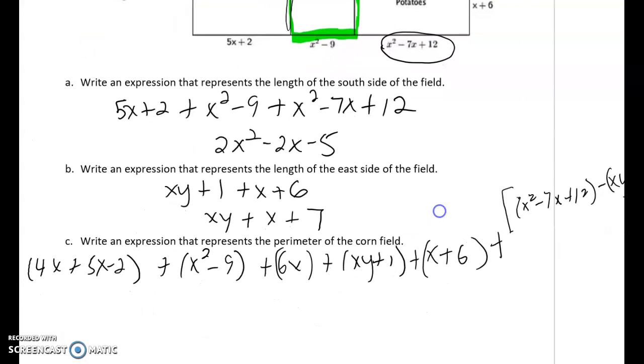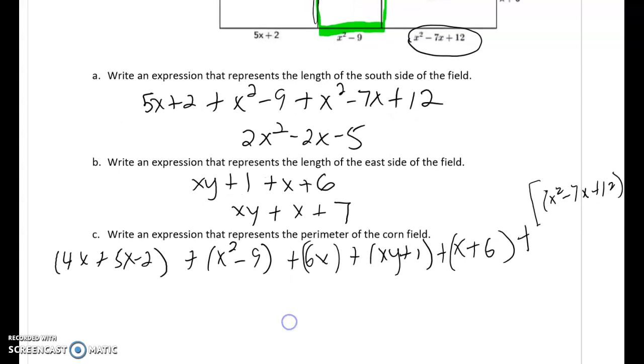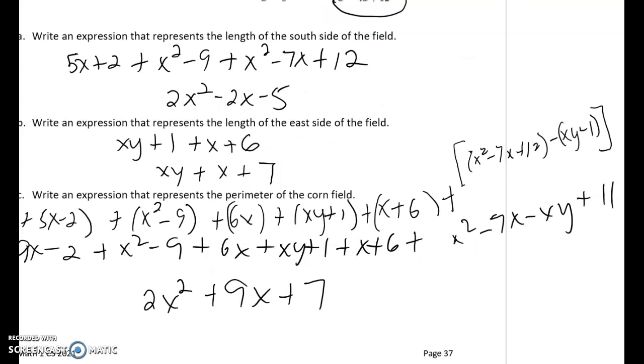Okay, so you can see there's a lot that we need to sift through and simplify and combine like terms. So again, let's go ahead and do that. All right, so once all is said and done, we should get 2x squared plus 9x plus 7.